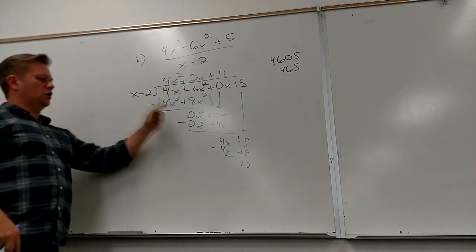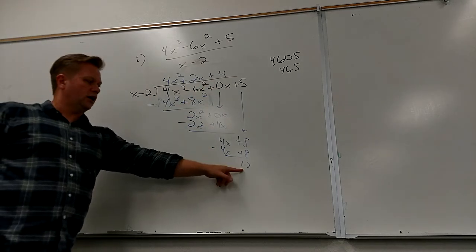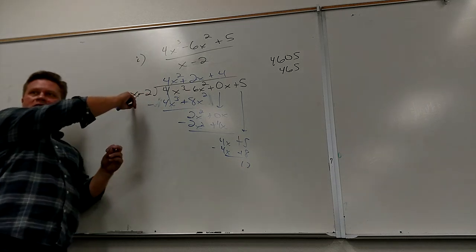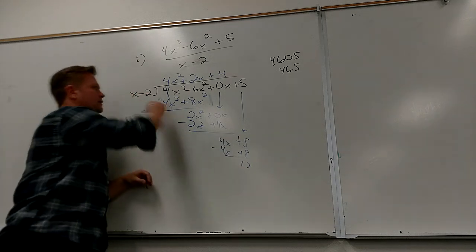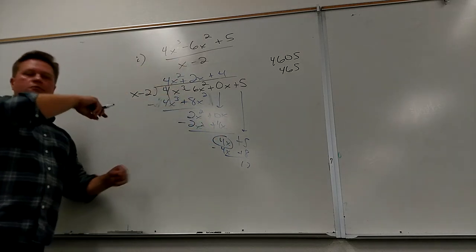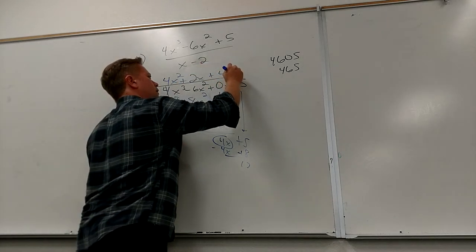So can x times something become 13? No. So you know you're done when this has fewer x's than this does. If this is 13x, I can keep going. So that's why right here, 4x, I kept going. But now it's a number, x can't go into it. So now how do I write this? Plus.